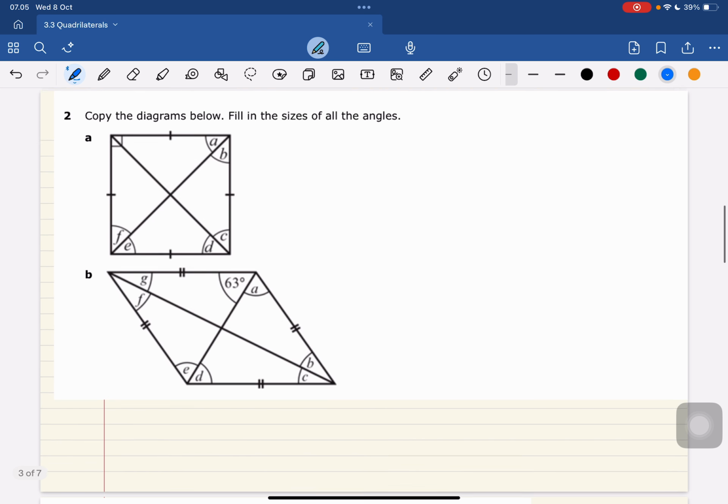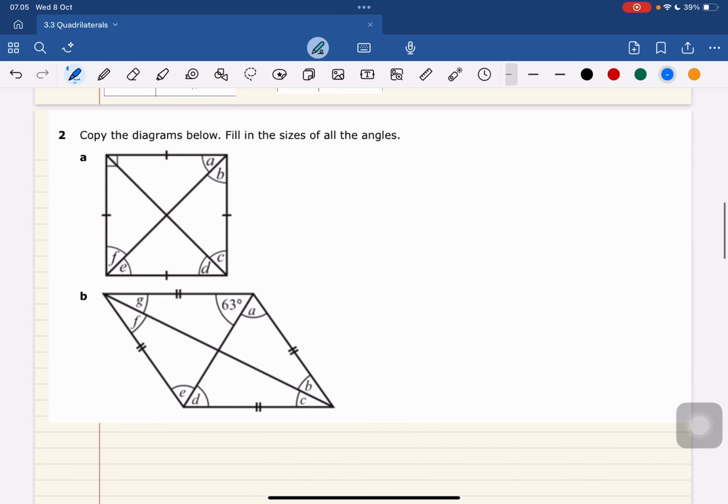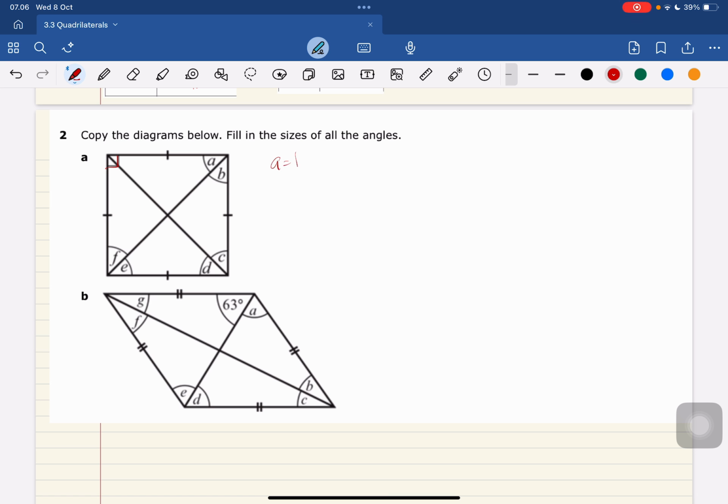Next question. Copy the diagram below. Fill in the size of all angles. So this is a square. Look at it, 90 degrees. Bisect the 90 degrees. So A equal to B equal to C equal to D equal to E and equal to F. All of them are 90 degrees divided by 2, which is 45 degrees.